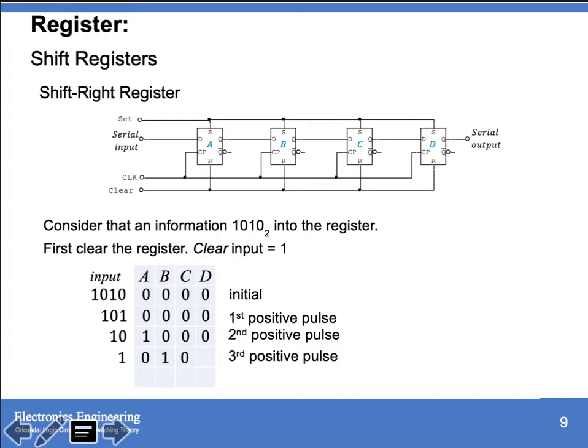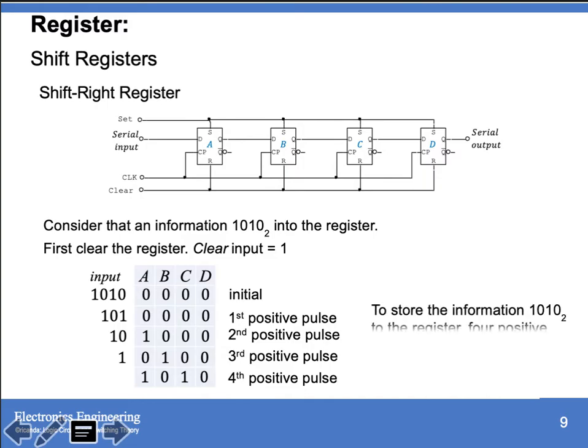On the third positive pulse, the 0 in your input will go to A, the 1 in your A will go to B, B to C, C to D. And on the fourth positive pulse, the last value in our input, which is this 1, will go now to A, then A to B, B to C, C to D. So if we have the data 1010 and we want to store or move that to your register, we need 4 positive pulses.